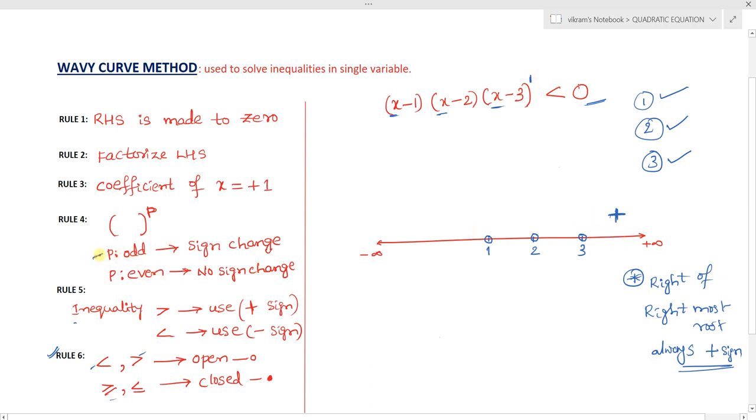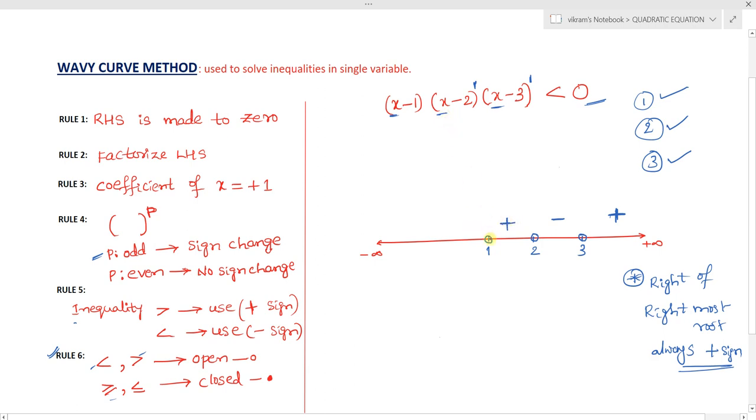If the power is odd, we need to change the sign, plus, and here it is minus. And from the 3 we are reaching towards the 2. So at x minus 2, the factor is having the power as again 1. So next we need to change the sign. Now minus changed to plus, okay, right.